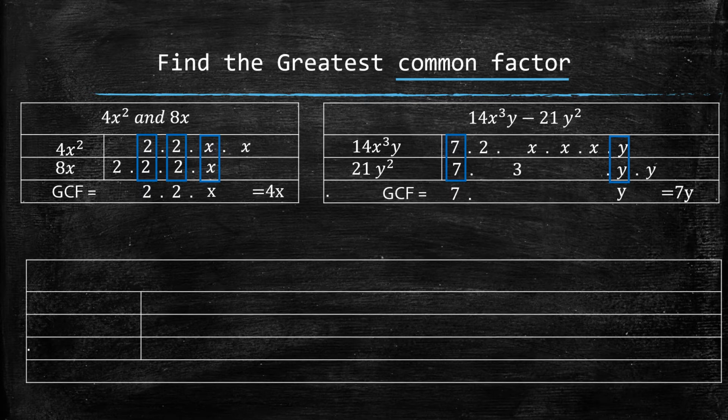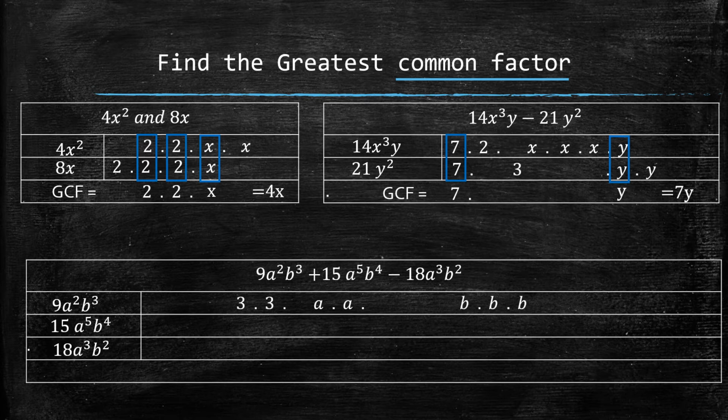Okay, last example, class, on factoring. Let's try this one with three terms. So we have 9a squared b cubed plus 15a to the 5th b to the 4th minus 18a cubed b squared. Again, write them out one by one. Okay? So next, factor each term. First, 9a squared b cubed. So the factor of 9 is 3 times 3. The factor of a squared is a times a. The factor of b cubed is b times b times b.